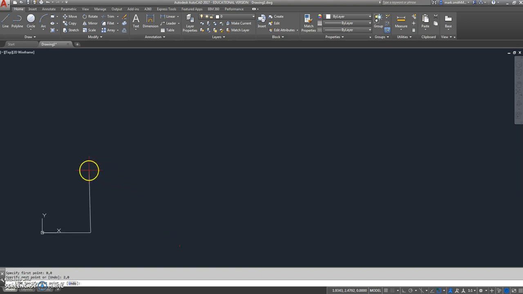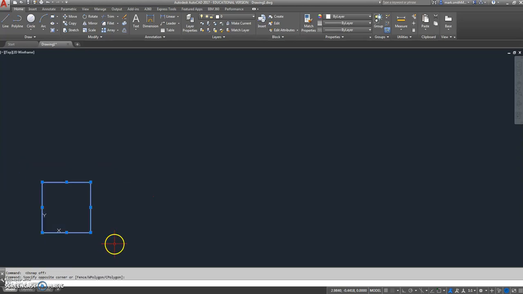There it is. Now I'm going to enter 2, 2. 2 on the X, 2 on the Y. And there it is. Then I'm going to travel in this direction. I'm going to go back to 0 on the X, 2 on the Y. And then I'm going to go 0, 0. So I just created that square using absolute coordinates only.